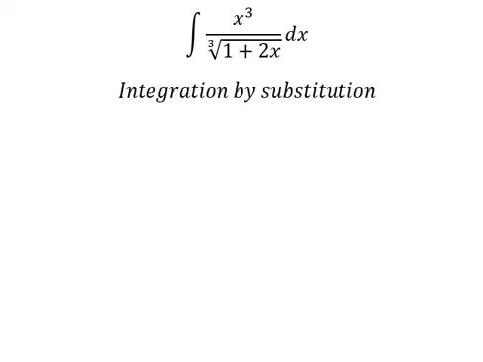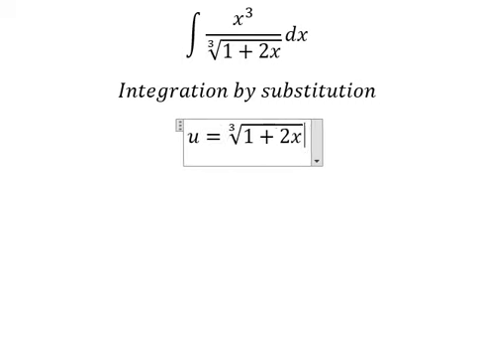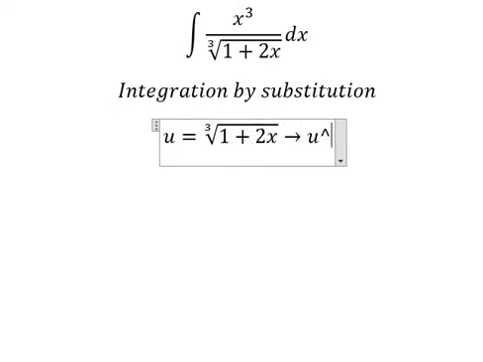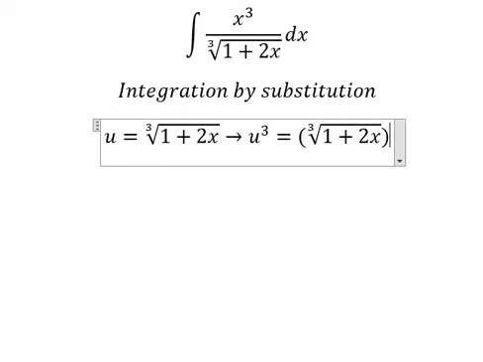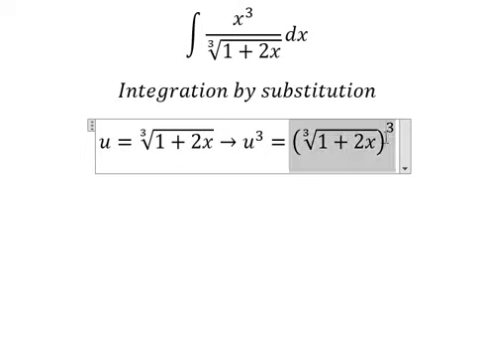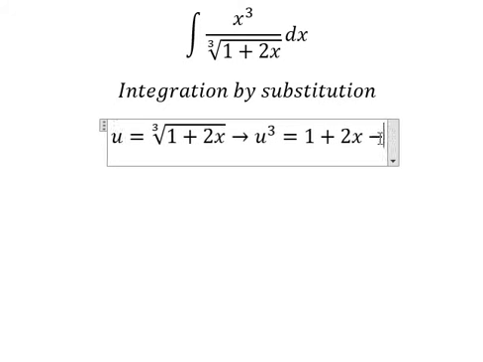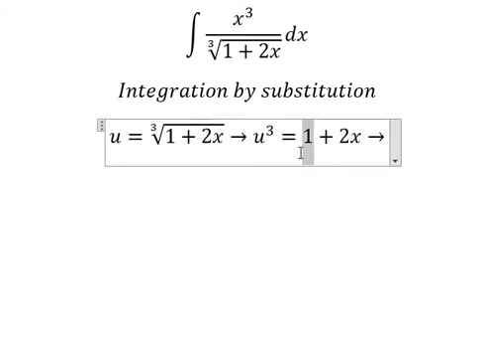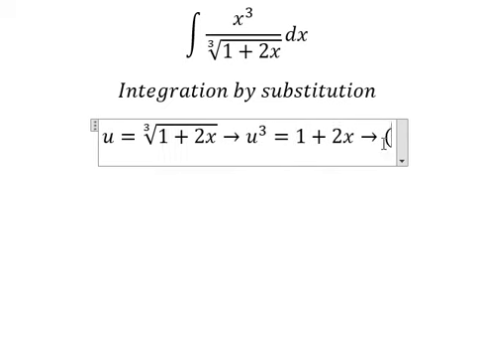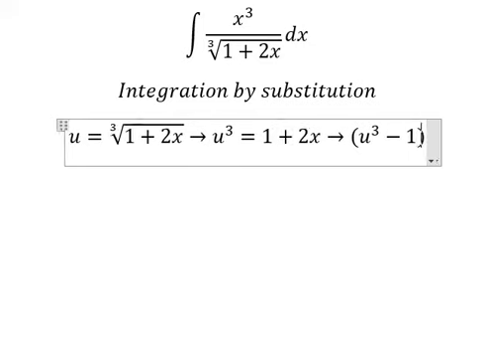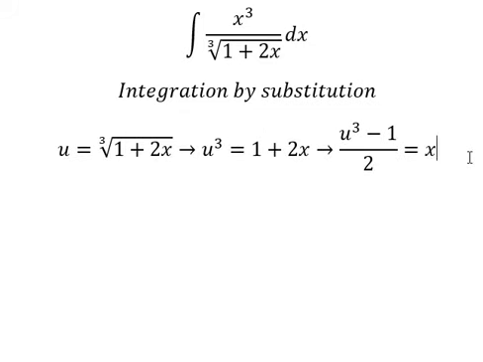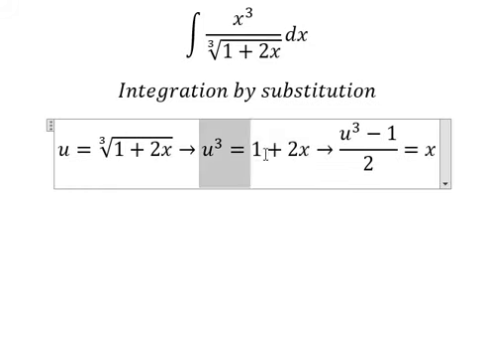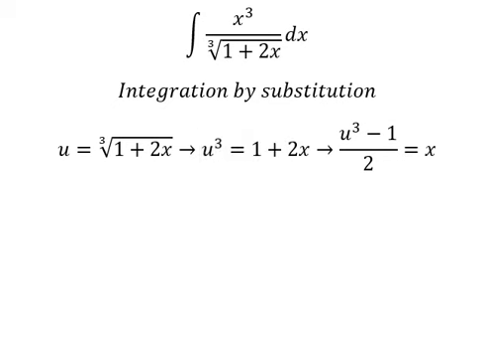So I need to put u equals to this one. Later we put the power 3 on both sides to cancel the root. Next, because we still have s, I will put number 1 to the left and we divide both sides by number 2. Next, we need to do the first derivative of this one.